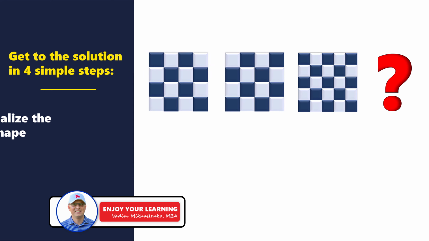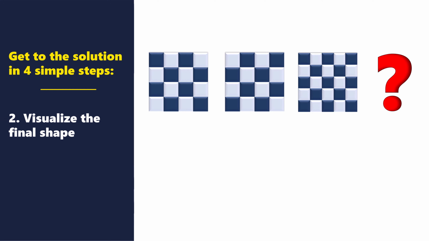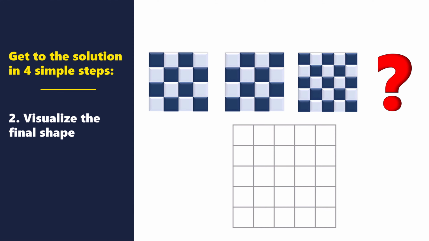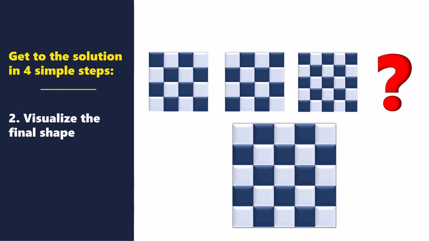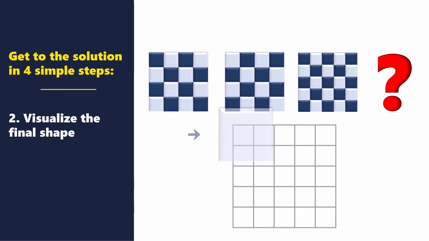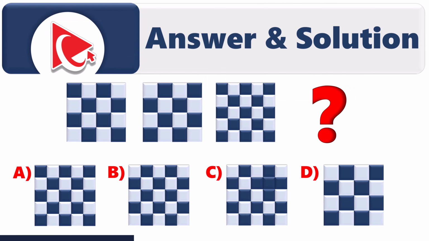Now it's time to go to step 2. In step 2, we need to visualize the final shape. Based on what we've just learned, our final shape should be 5 by 5 in size, with alternating colors, and should have a lighter small square in the upper left corner. There are 2 choices that match this option, choices B and C.